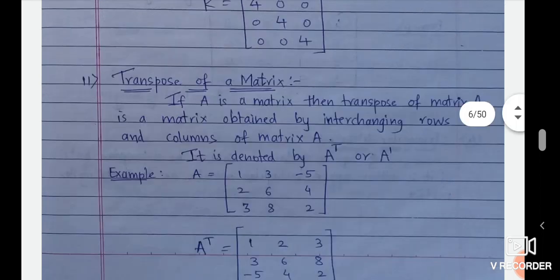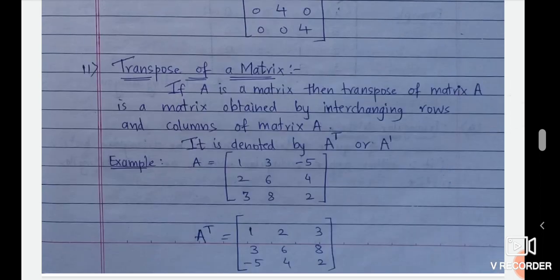Next is transpose of a matrix. In the transpose of a matrix, you just have to interchange the rows and the columns. Okay, means you are interchanging the first row with the first column, second row with the second column, third row with the third column. And it is denoted by A raised to capital T or A dash.